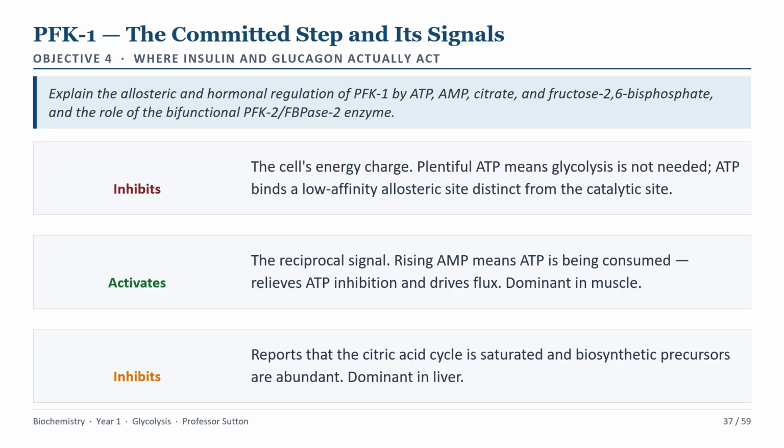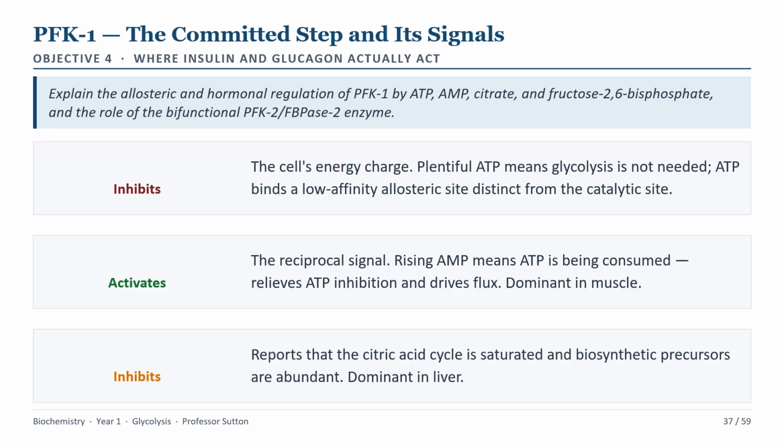Phosphofructokinase 1. This slide is the highest yield regulatory content in carbohydrate metabolism. Okay, so I'll go over it slowly. 5 allosteric signals. ATP inhibits.